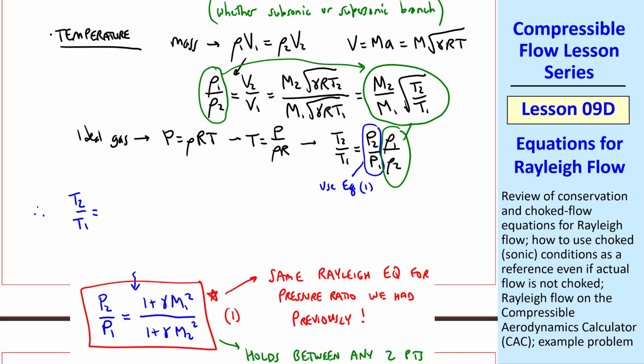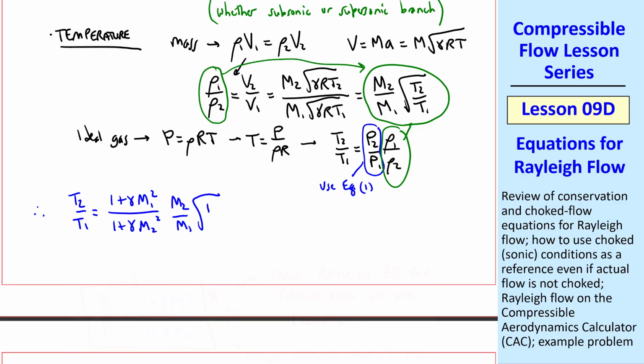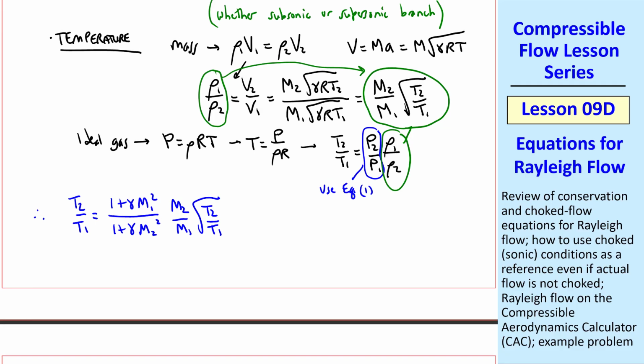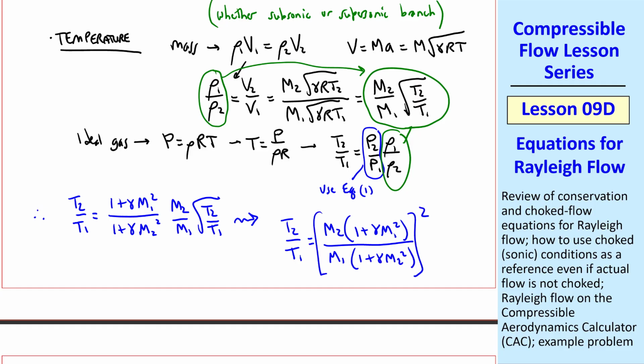So T2 over T1 is (1 plus gamma M1 squared) over (1 plus gamma M2 squared) from equation 1, and M2 over M1 is the square root of T2 over T1 from this density ratio. Again, a little bit of algebra. Solving for T2 over T1 gives us T2 over T1 equal to [M2 (1 plus gamma M1 squared) over M1 (1 plus gamma M2 squared)] squared, which I'll call equation 3.